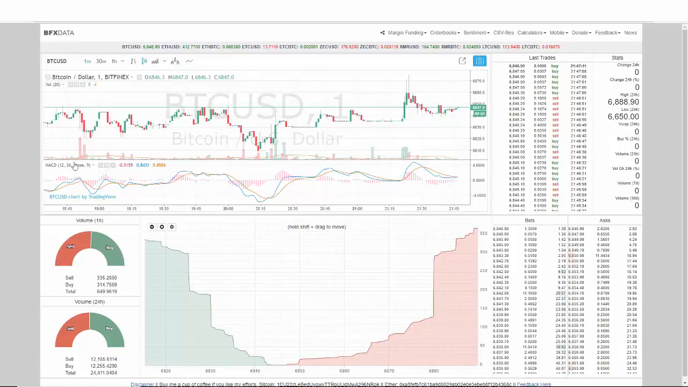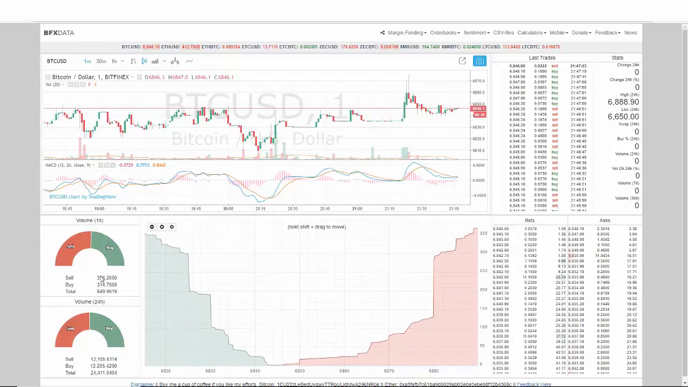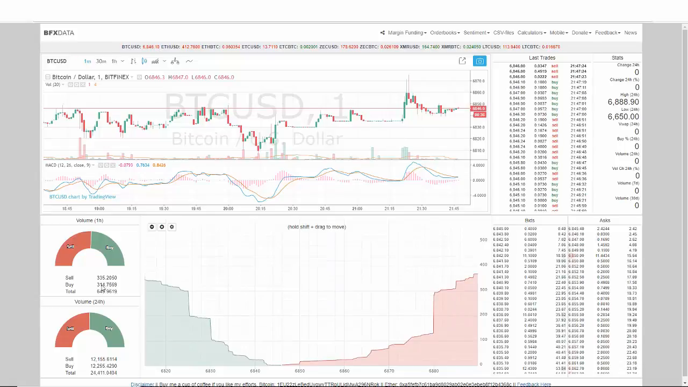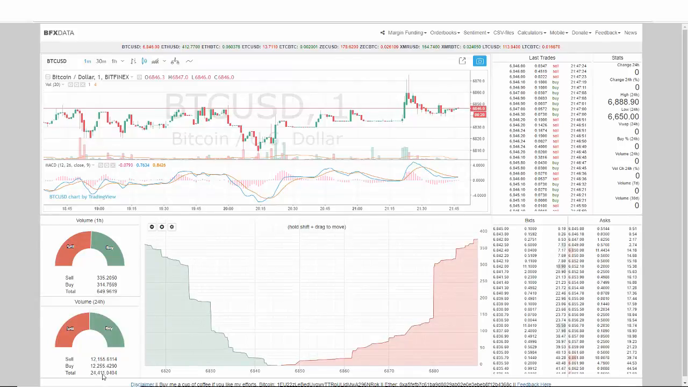This website does offer us a chart leveraging the TradingView data on the Bitfinex exchange. We can see the volume over the last hour, the total number of sells and buys that have moved in this particular marketplace. The total being 649 Bitcoin within the last 60 minutes from the time that we're looking at this. On the volume for the last 24 hours, we can see the total number of trades that have occurred.